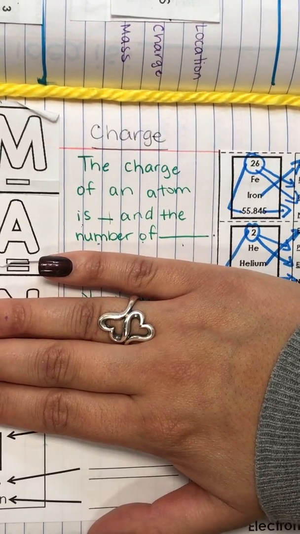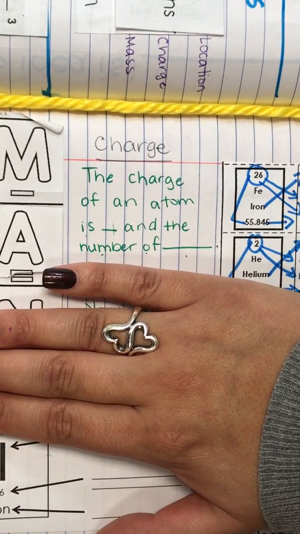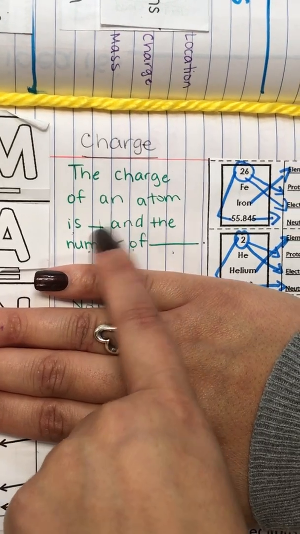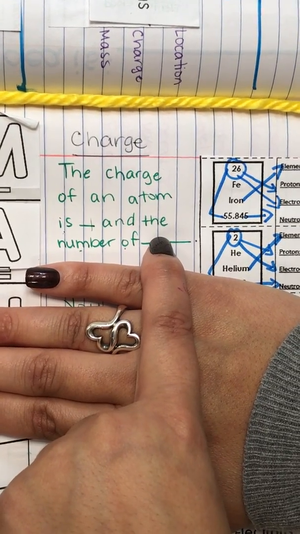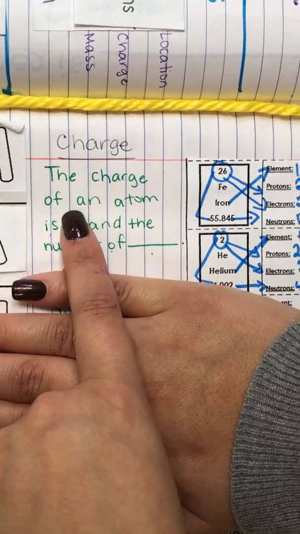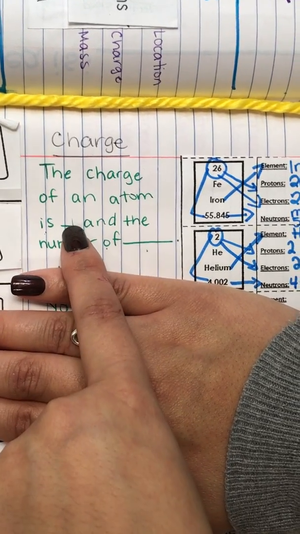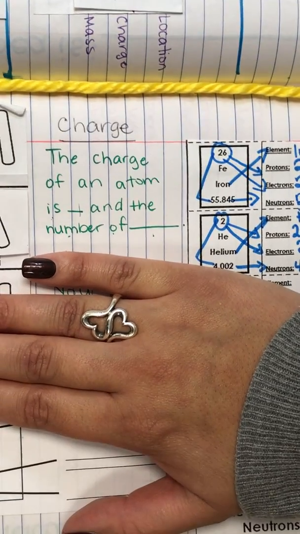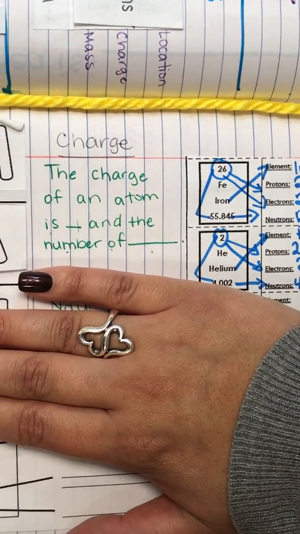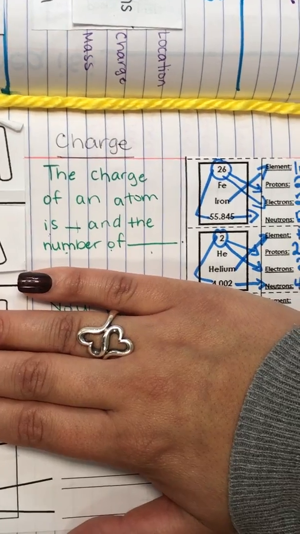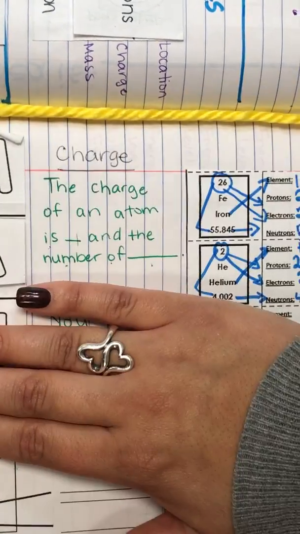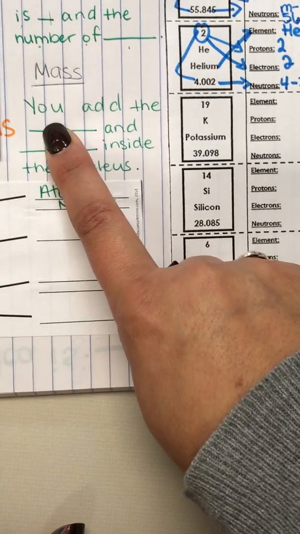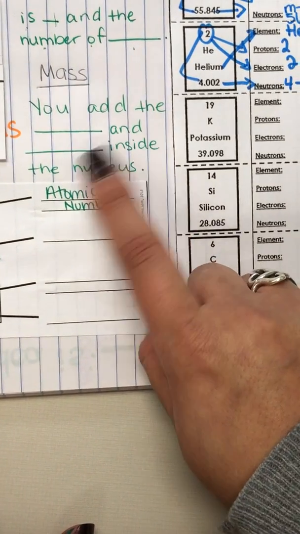So what's the charge of a nucleus? It's going to be positive. So the charge of an atom is positive, and the number of protons, because they're the ones that are positive. So for example, if we're using oxygen again, he's going to be +8 because he has 8 protons in his nucleus. And then to calculate your mass, you add the blank and blank inside the nucleus.